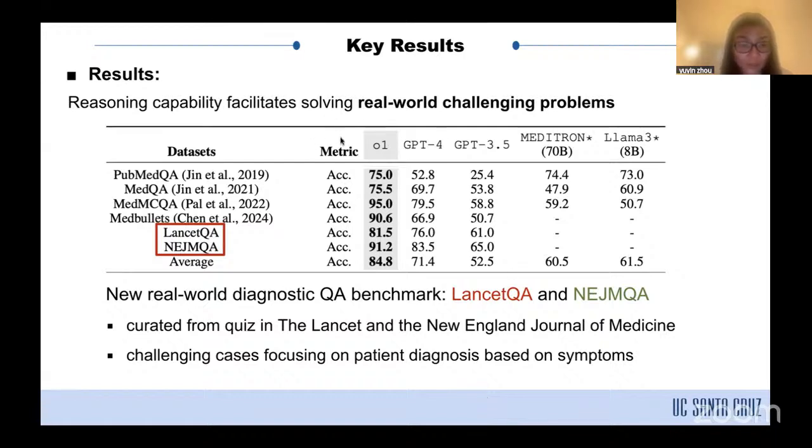Before that, we also want to emphasize that apart from these existing public QA datasets or MCQA datasets, we've also shown very strong results on the new real-world diagnostic QA benchmark. We curated these two benchmarks, Lancet QA and NEJM QA, by ourselves, from the quiz questions of the two top clinical journals. As we can see, O1 also achieved state-of-the-art results on this very clinically challenging dataset as well.